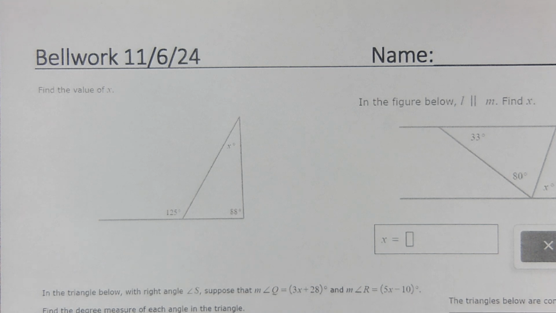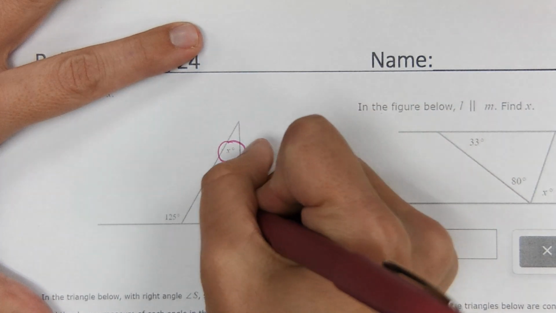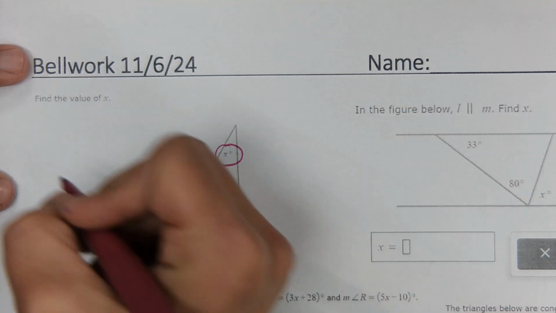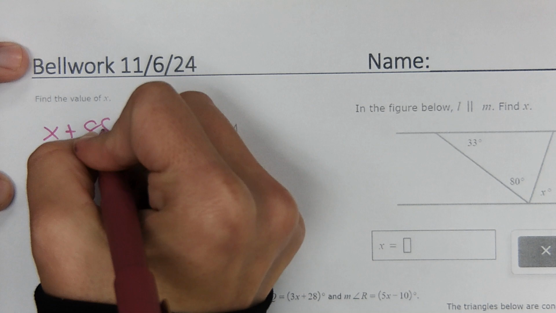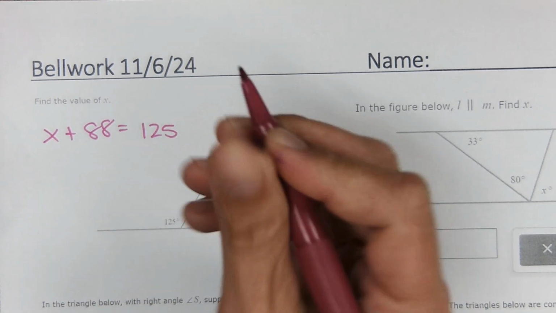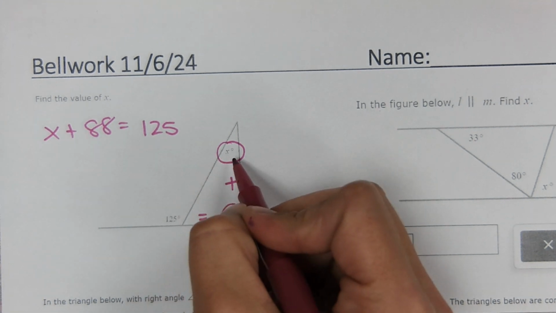So for the first one, it wants to know the value of x. Yesterday, we learned that these remote interior angles added together equal this exterior angle. So x plus 88 equals the exterior angle 125. So that's how we can solve for x.